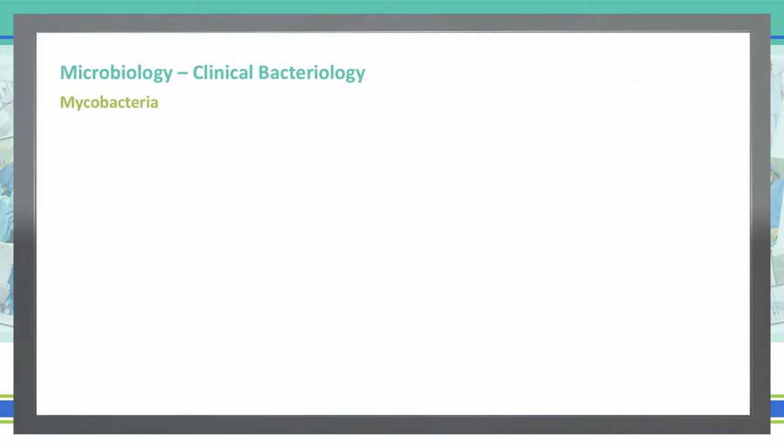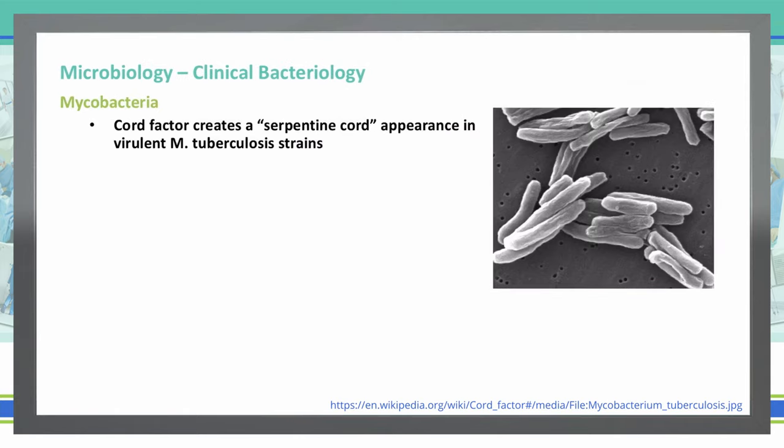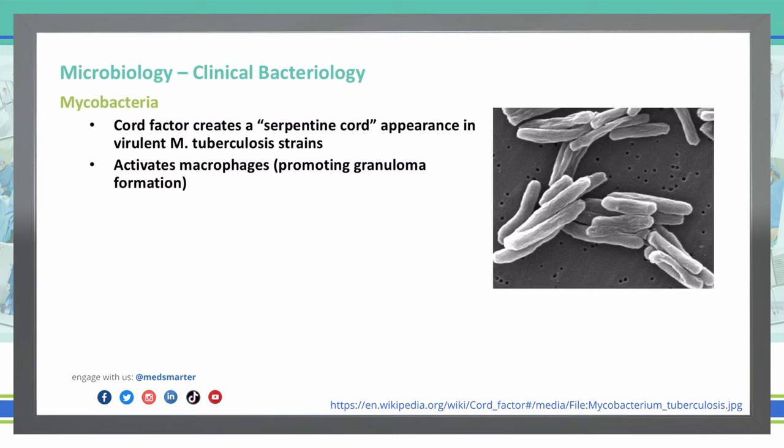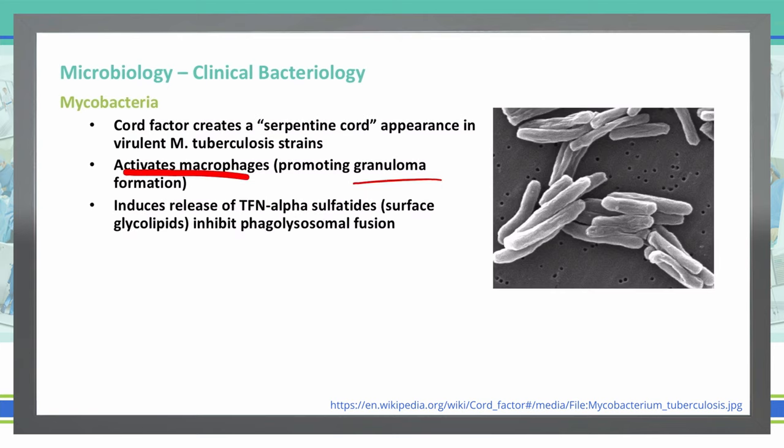Some more facts about mycobacteria. Cord factor here actually creates a serpentine cord appearance in our virulent Mycobacterium tuberculosis strains. Macrophages are activated by this mycobacteria, which promotes that granuloma formation. So that's one of the big things that we see with tuberculosis, which we'll talk about later, is these granuloma formations, and it's due to that activation of macrophages. And finally, it induces the release of tumor necrosis factor alpha. Sulfatides, which are glycolipids on the surface, inhibit the phagolysosomal fusion that allows it to be able to stay in the body longer because the body is not able to gather it up in the phagolysosome. And what you're seeing here in this picture is another scanning electron micrograph.